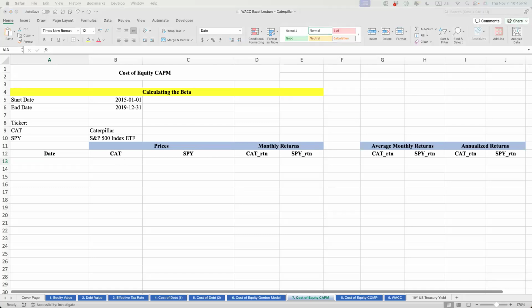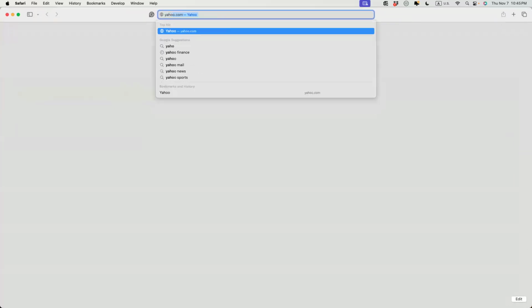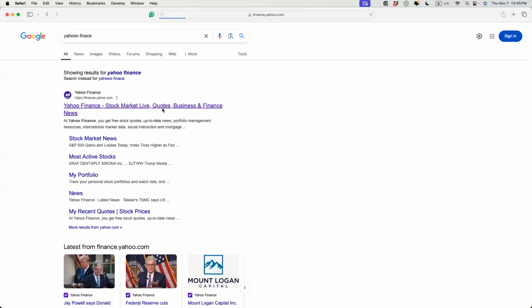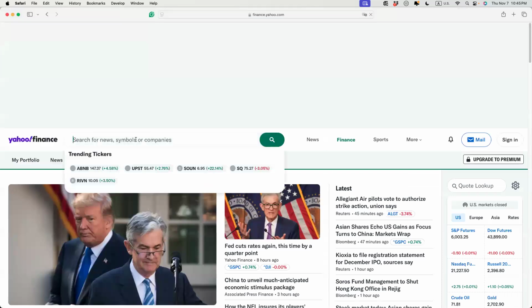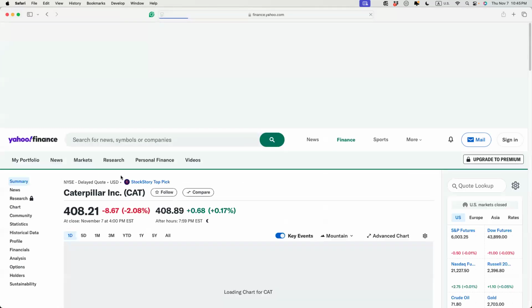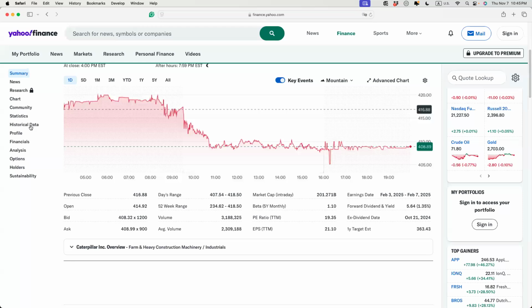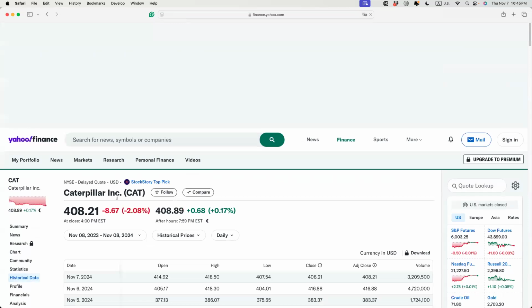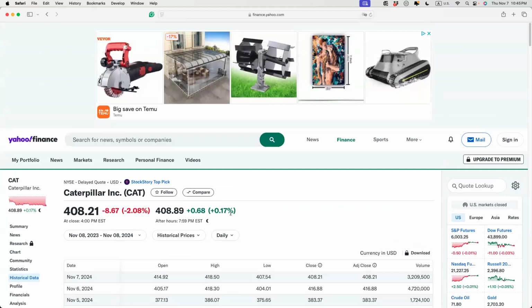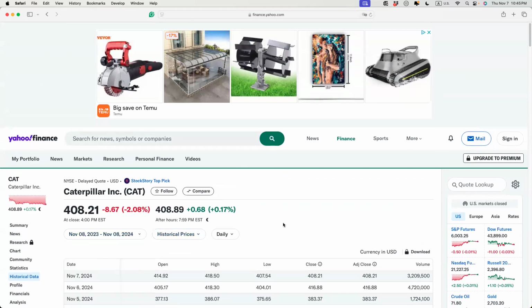But if this stock history function doesn't work on your computer, at least you can go to Yahoo Finance and manually collect the historical financial data. So let's say I want to gather the Caterpillar historical stock price. You can search Caterpillar, click historical data, and then you have to change it to what you want: daily, weekly, or monthly price, and the date range that you need.